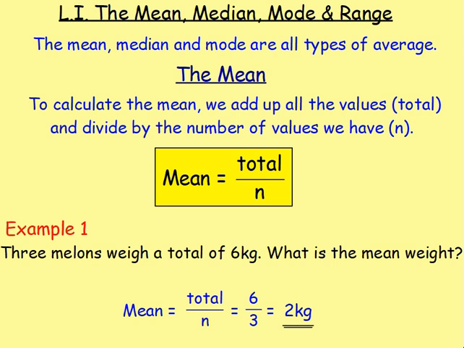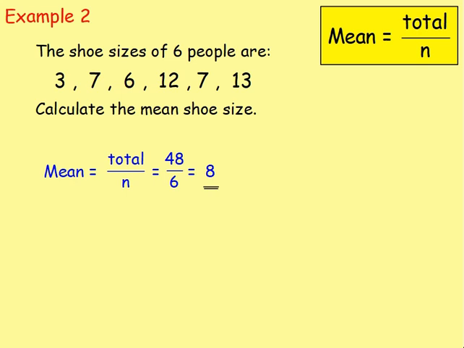Just remember, how do you get the mean? You add the numbers up and you divide by how many you have. You do indeed, yes, the total. Then divide that by the number of numbers that you have. So for example, three melons weigh a total of 6 kilograms. To get the mean weight, well, the total is 6, and there are 3 melons, so it's 6 divided by the 3. That is how you get the mean.